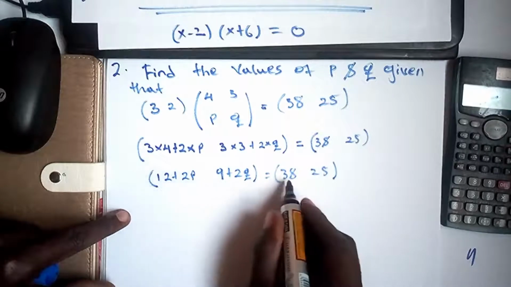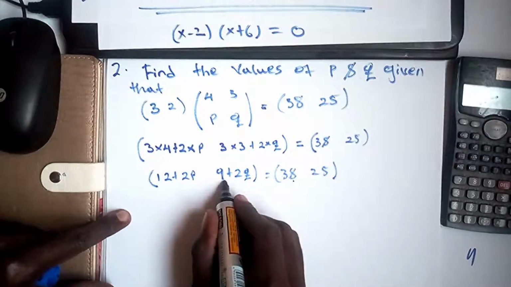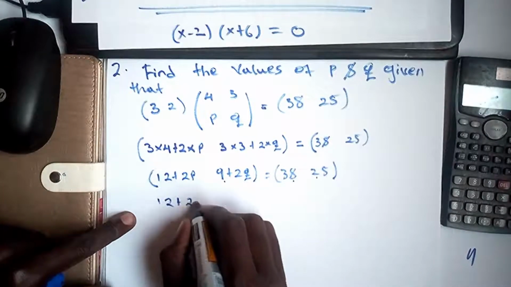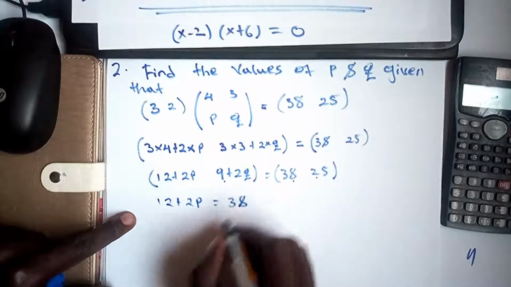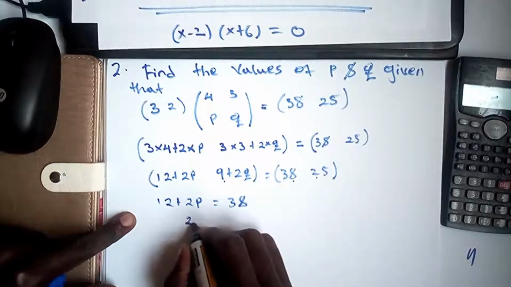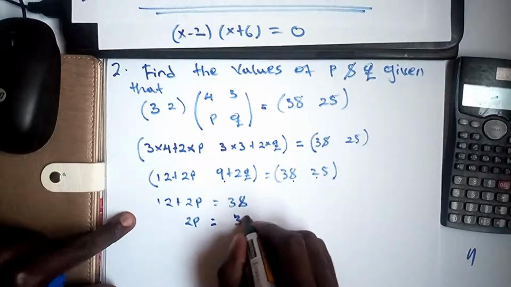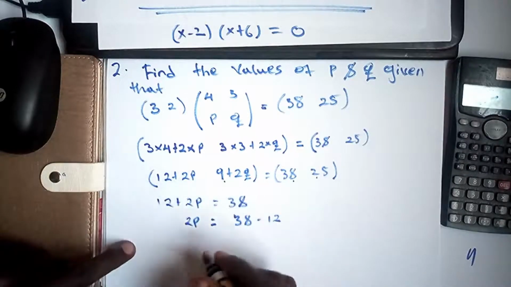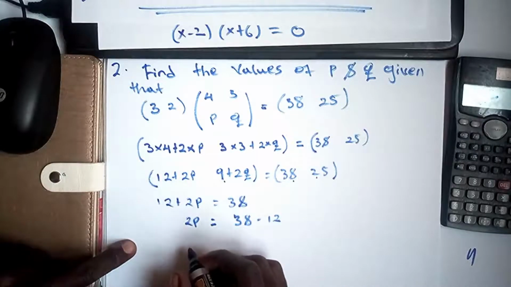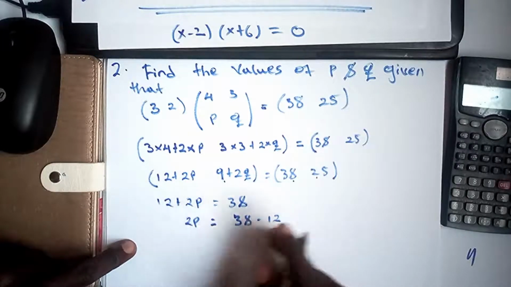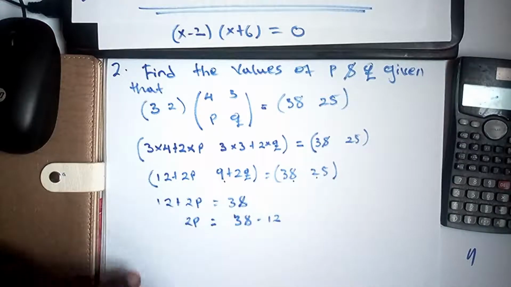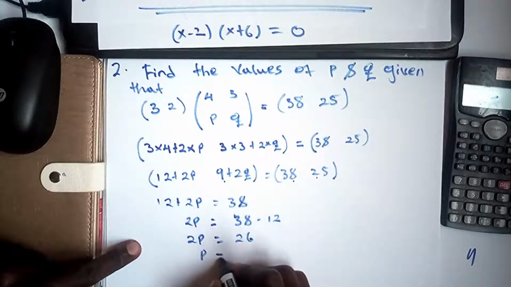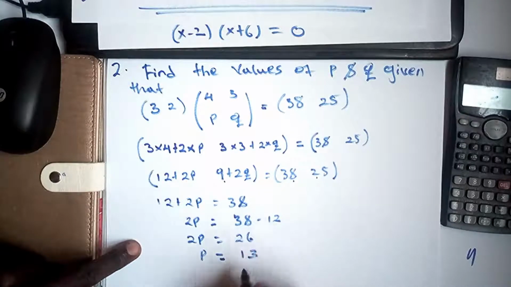This is going to be equal to that, and this is going to be equal to that, and we form equations. So it is 12 plus 2p is equal to 38, meaning that 2p is going to be 38 minus 12. I take this one this side, okay? So if I subtract 38 minus 12, I'll have 2p as 26, and my p is going to become 13.